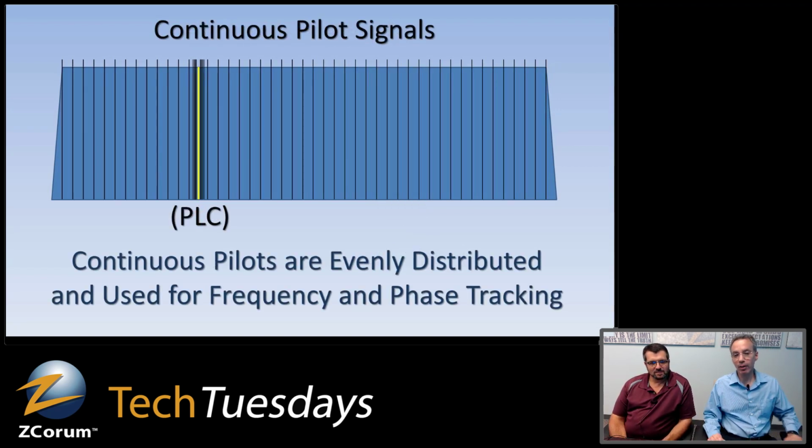And then something else that's part of the OFDM signal are these continuous pilot signals, and these are really what keep everything on track.